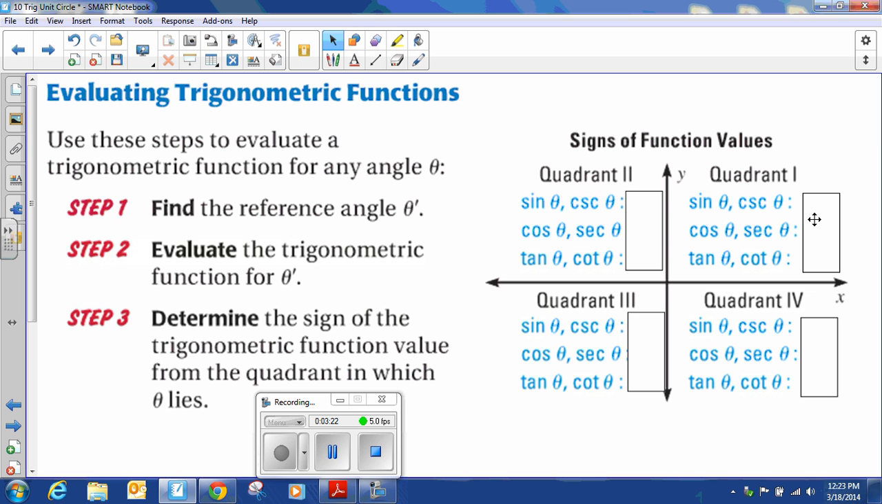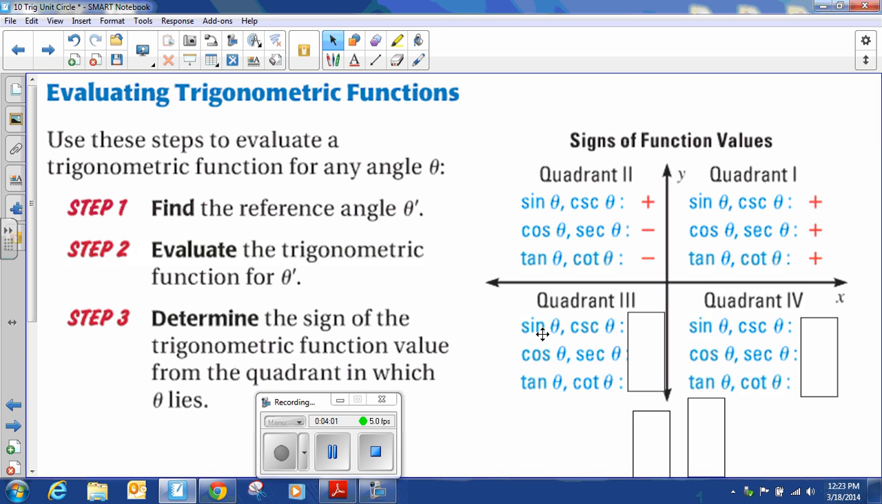So as you can see in quadrant 1, we know that x's and y's are all positive. We know that sine of theta is really the y value, so that's positive. Cosine is really the x value, that's positive. And tangent is really sine divided by cosine. So positive divided by positive is positive. They're all positive. In quadrant 2, sine is still positive because we're above the x-axis. Cosine is negative because we're on the left side. And when you divide, plus divided by minus, you end up with minus.